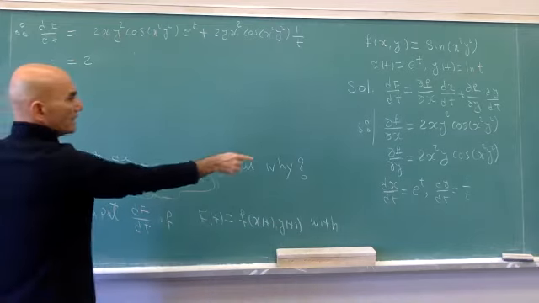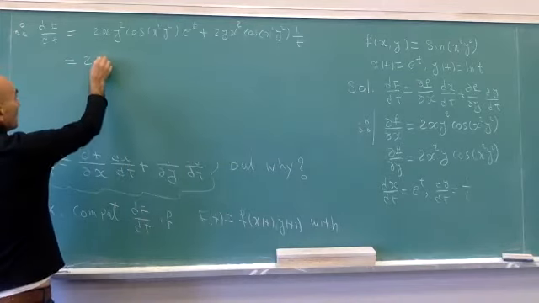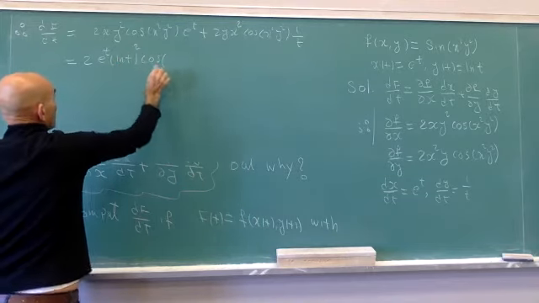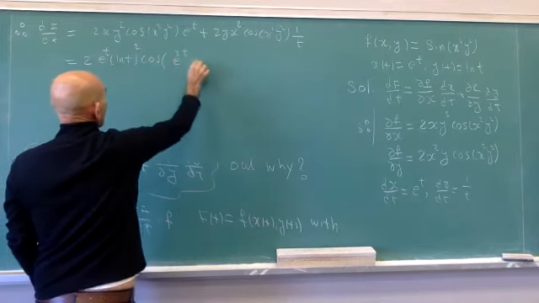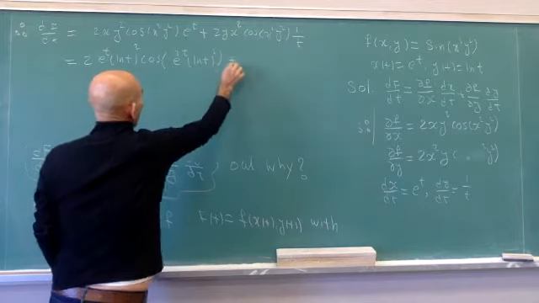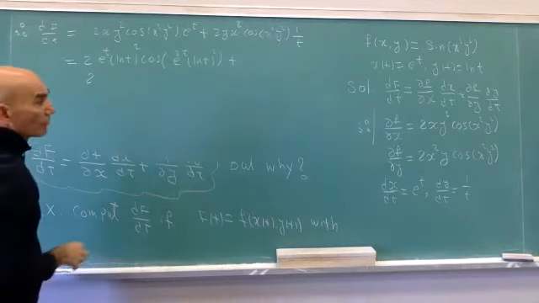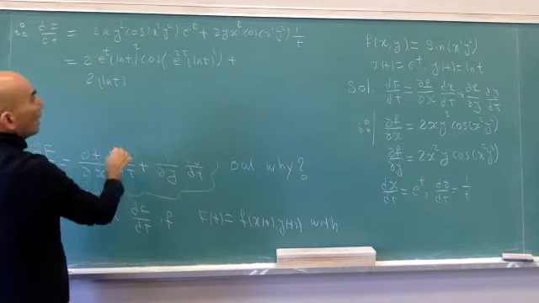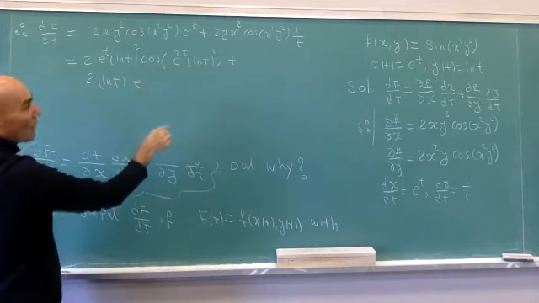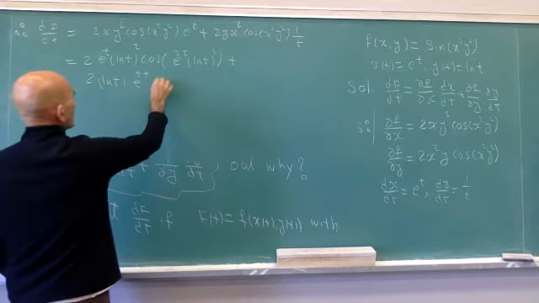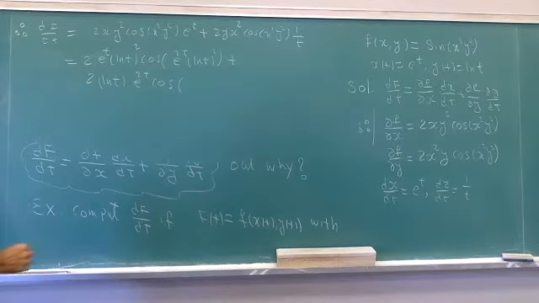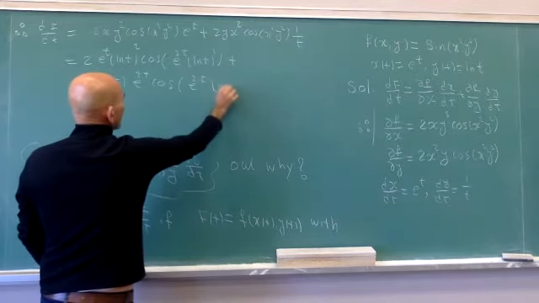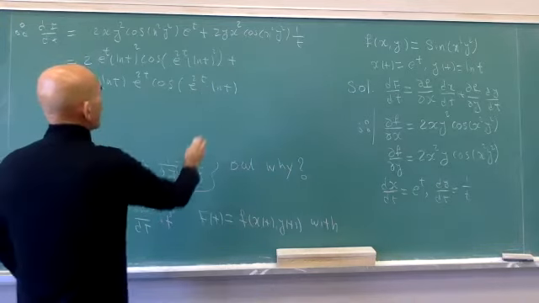This is 2, but x is what? x is e^t. So we get 2 e^t (log t)² cosine of, well, we just put e^(2t) (log t)², plus 2, and y is, of course, log t, and then x squared, which is e^(2t), right? Cosine of e^(2t) (log t)², right?